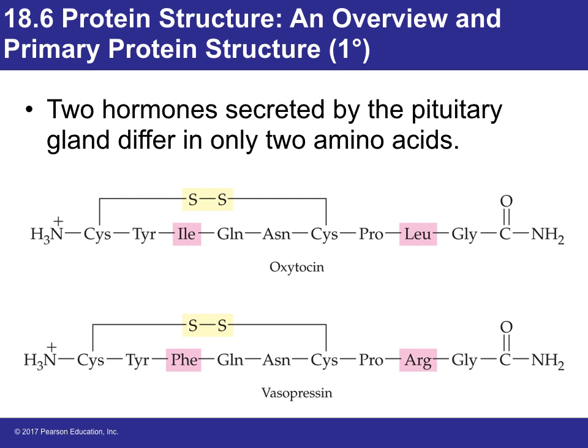Some example right there: two hormones secreted by the pituitary gland. They are different by only two amino acids in the order you see here. ILE, isoleucine, and LEU, leucine, can be switched, and you have phenylalanine and arginine. One makes oxytocin, the other one makes vasopressin, with very different properties.